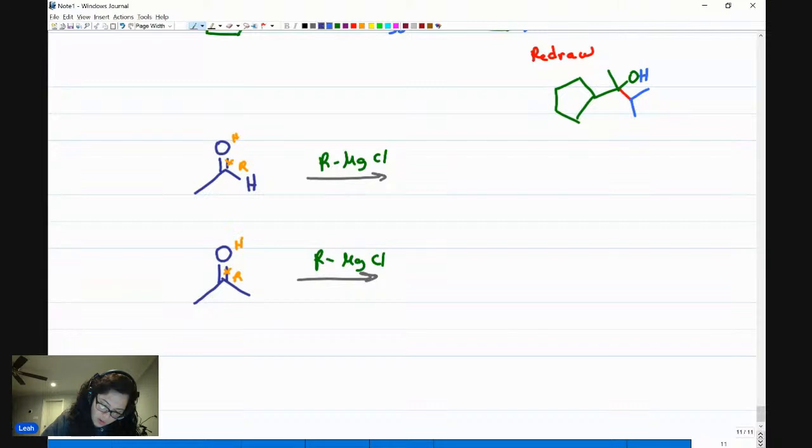All right, so let's redraw it. For the aldehyde, I have my hydrogen, my oxygen. I put it in green, so I'll have an O, and then I have an R. Let's make the R an actual group because I want you to really see what I'm doing here. So let's make it an ethyl Grignard.